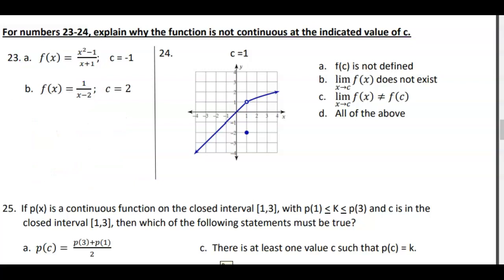On number 24, explain why the function is not continuous at the indicated value of c. Now in this case, the indicated value of c is 1, so we're looking at this spot, obviously. Is it because f of c is not defined? No, it is defined. Is it because the limit doesn't exist? No, because the limit does exist. Is it because the limit is not the same as the function? The answer is yes, so that's the reason why. Remember that this is the situation that's going to happen when you have a hole with a dot above it or below it.